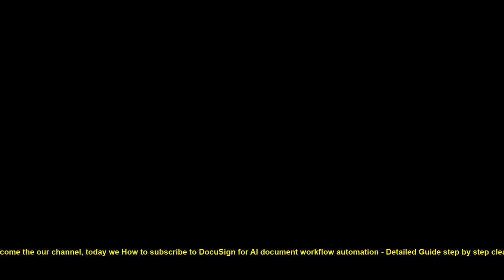Today we cover how to subscribe to DocuSign for AI document workflow automation, with a detailed guide, step by step, clearly. To begin your subscription to DocuSign, navigate to the official DocuSign website. Once the home page loads, locate the Get Started button, typically found in the upper right corner. Click on the Get Started button to initiate the process.